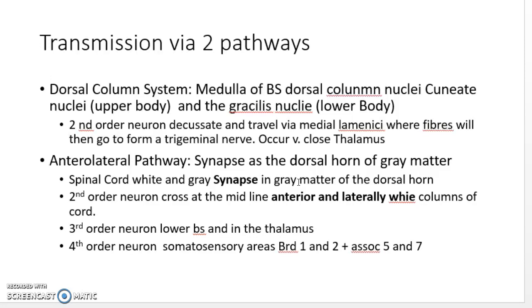In the spinal cord, the second order neurons are going to cross to the opposite side. The first order neuron synapses in the dorsal horn of the gray matter, and they cross to the opposite side of the cord, and they ascend through the anterior and lateral white columns of the cord, and they terminate at all levels of the brainstem and the thalamus. So now, what about the fourth order neuron? There are going to be somatosensory areas, Brodmann's areas 1 and 2, and the association areas 5 and 7.